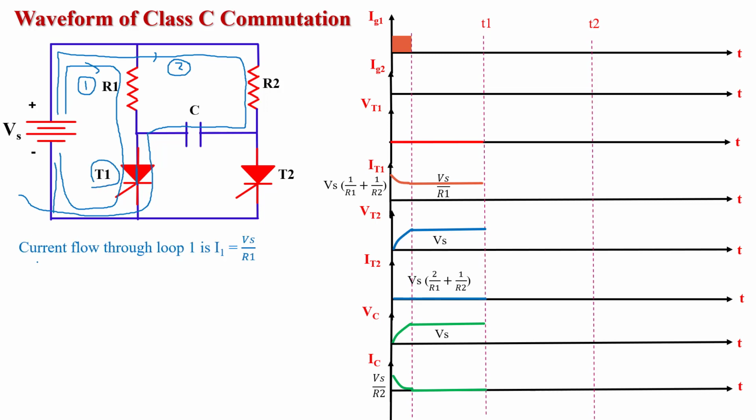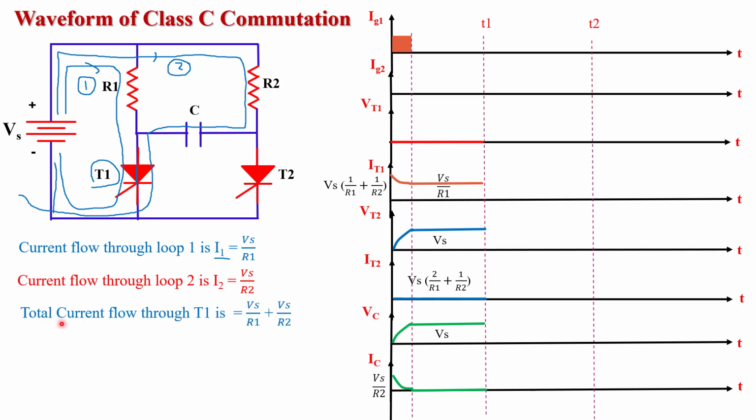So first we calculate how much current flows through the T1 thyristor. Initially the current flowing through loop 1 we call I1, and that is equal to Vs by R1. Now initially the current flowing through loop 2 is I2, that is equal to Vs by R2. So initially the total current flowing through the T1 thyristor is Vs by R1 plus Vs by R2. This is the total current initially flowing through T1. So now we start drawing the waveform.